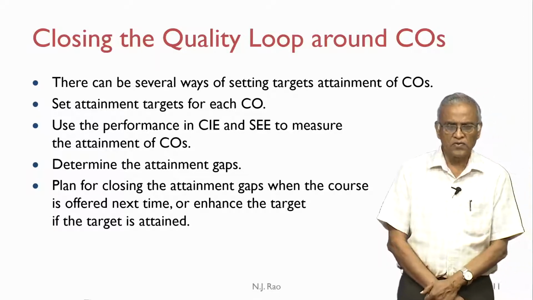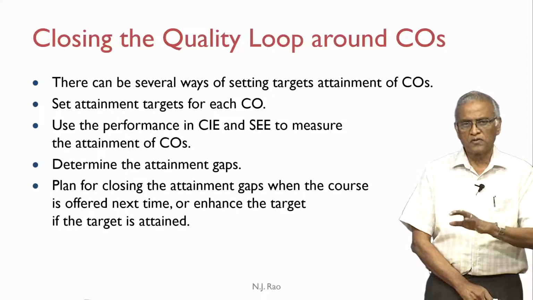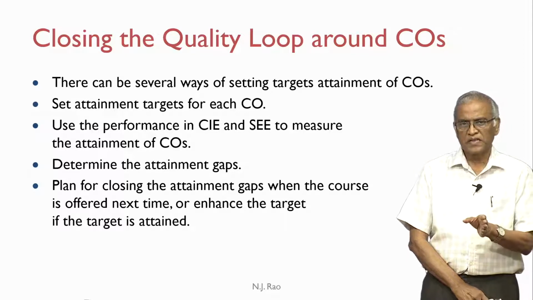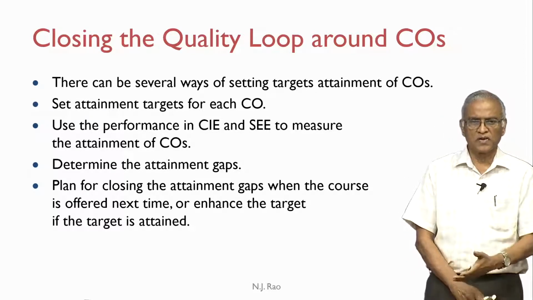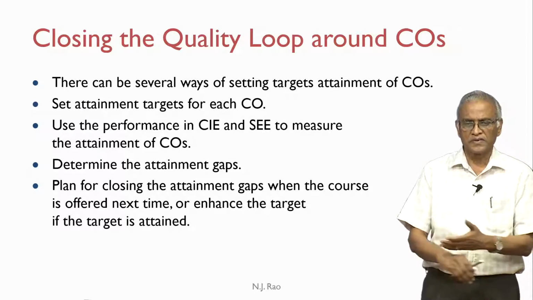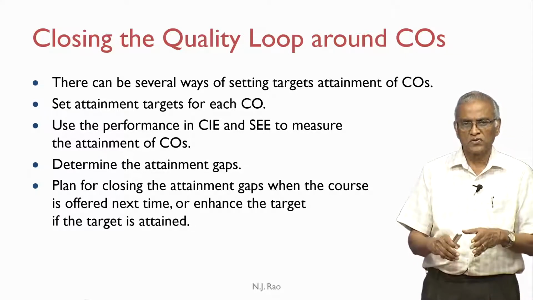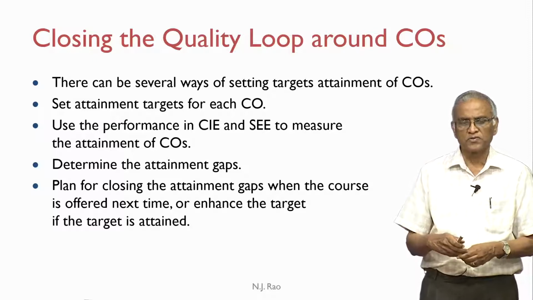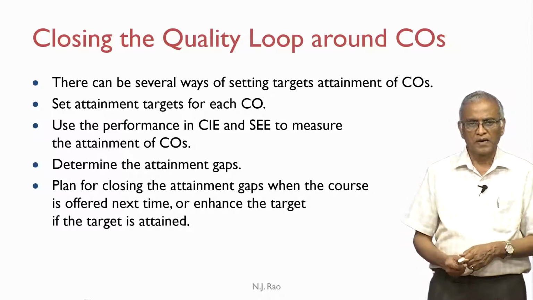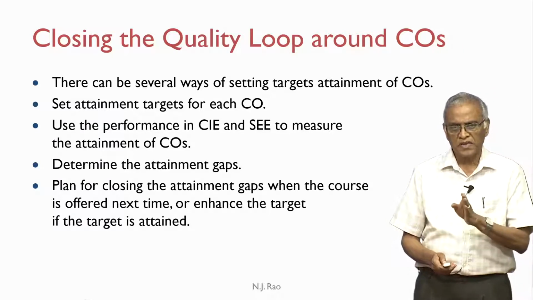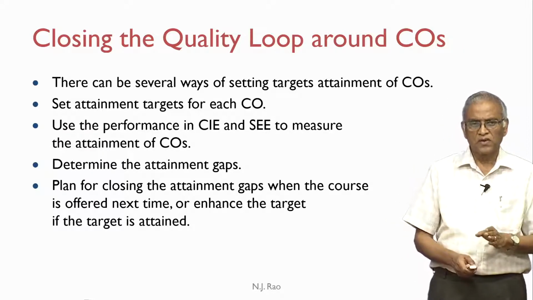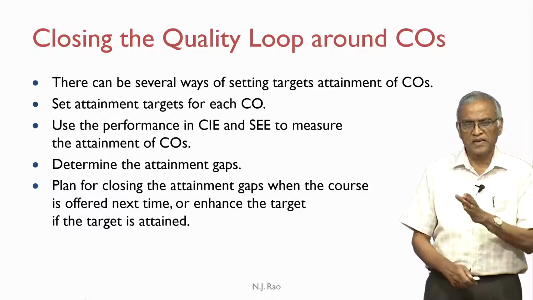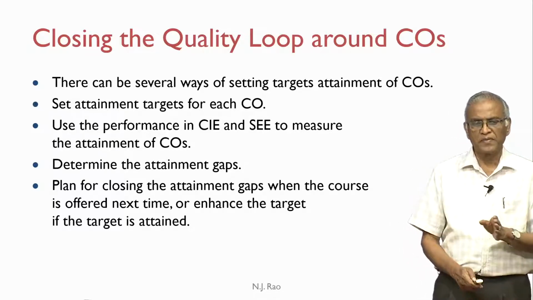And having done that, what do we do? We now close the quality loop around COs. There can be several. First of all, you have to set the target for attainment of COs, because you cannot say I will attain 100% of the CO. So, you set some targets, and generally these targets are related to the average performance of the students. And you set the targets for each CO, then use the performance in CIE, that is continuous internal evaluation, and semester end examination to measure the attainment of COs.